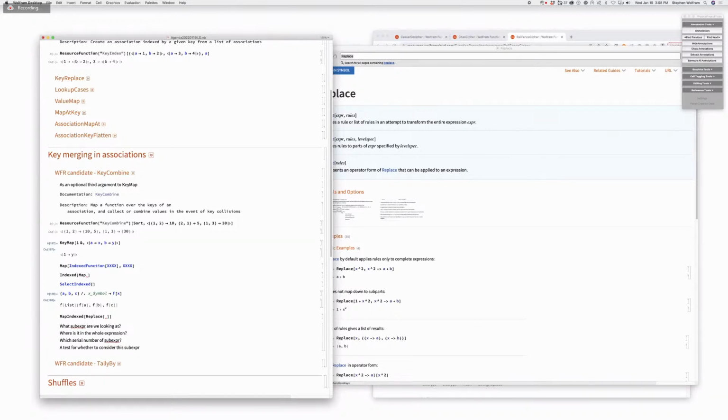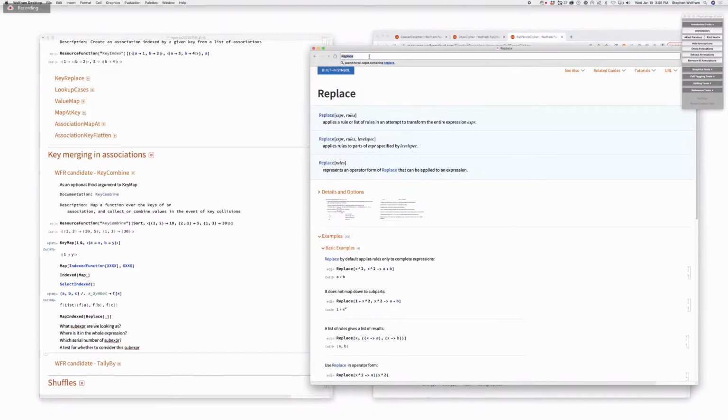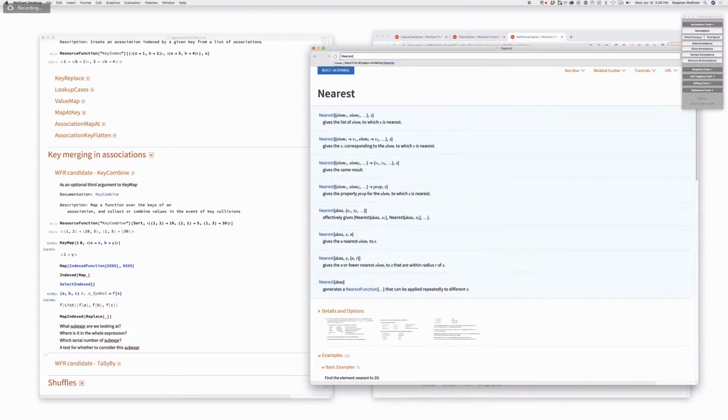And maybe that's the... But if there was a general mechanism for saying, and maybe this doesn't make any sense, but if we look at, for example, Nearest, it's also got this thing about... So Nearest has... what is going on with this documentation? What is going on there?